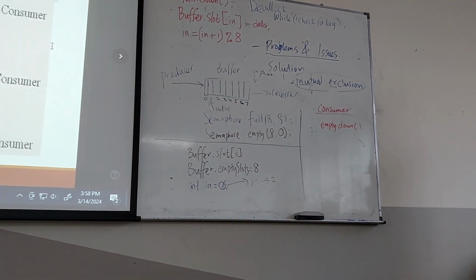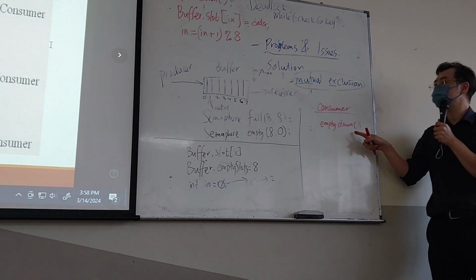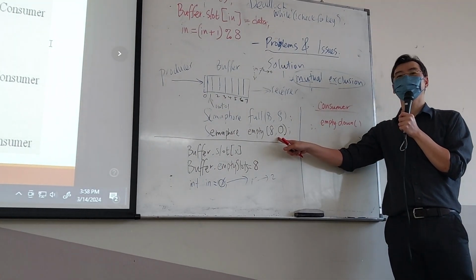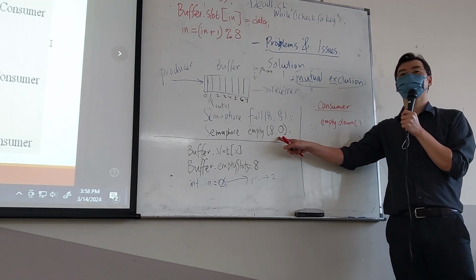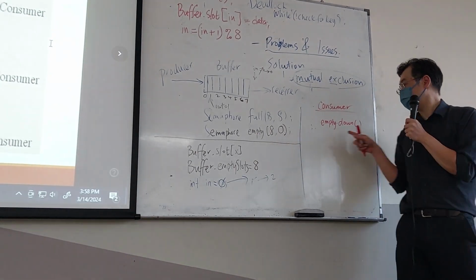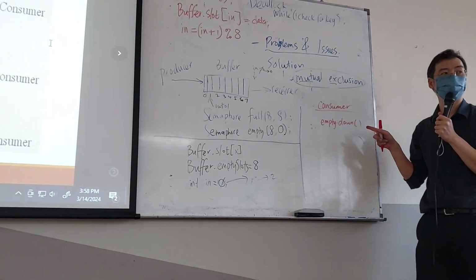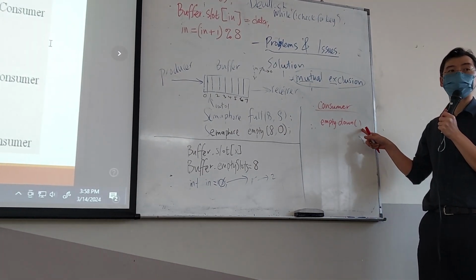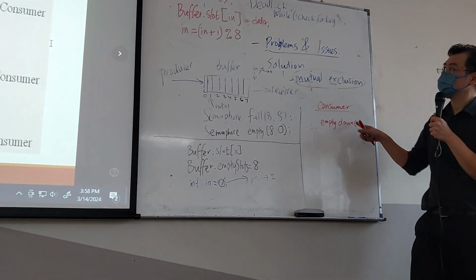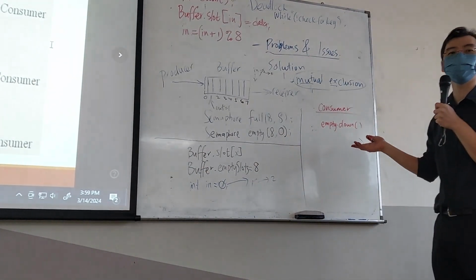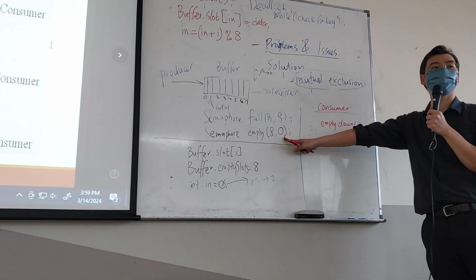I perform an empty down. But what happens if I perform an empty down when I start with a 0? If I start with a 0 and I do a down, will I get blocked? I will get blocked, isn't it? But then if you look at the producer, it never does anything. So you get blocked because you start from 0.